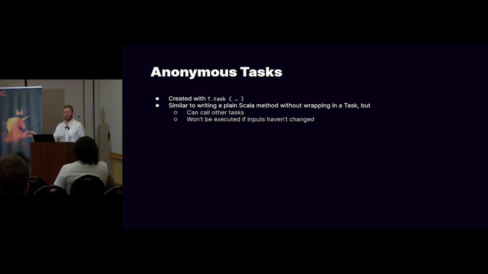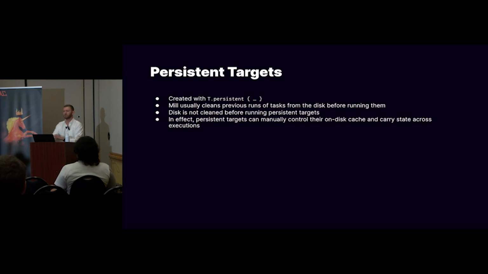Anonymous tasks, these you don't use as much, but they're basically like a task, and I mentioned at the beginning you can have just plain Scala methods. The only downside of a plain Scala method is it cannot call tasks because it's not part of the caching system. So an anonymous task basically lets you elevate that method into something that can call other tasks and participate in caching.